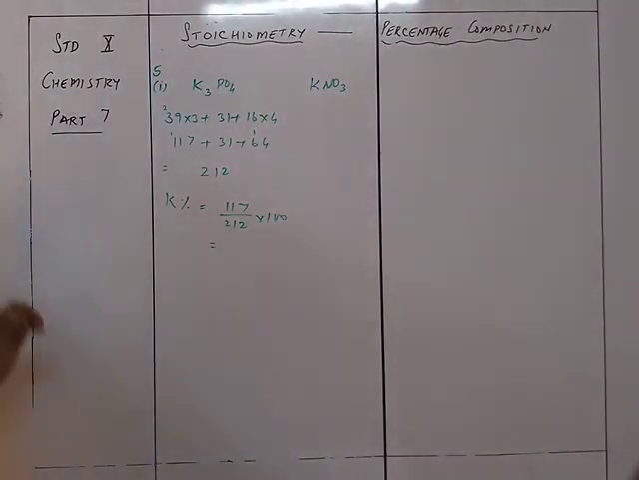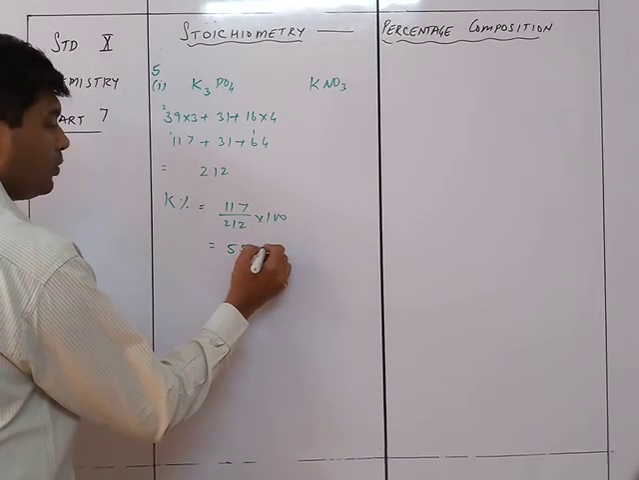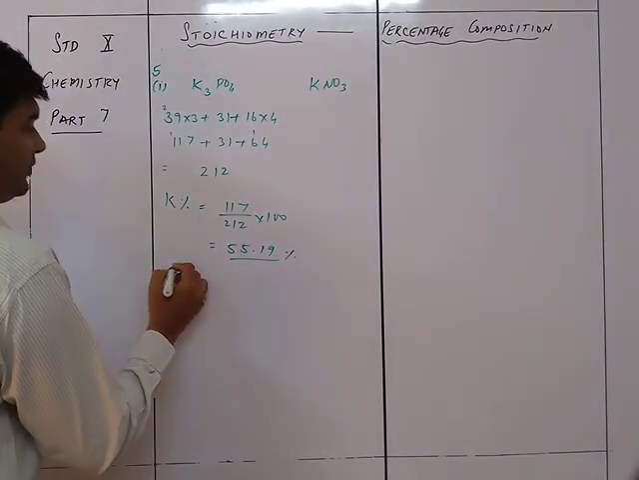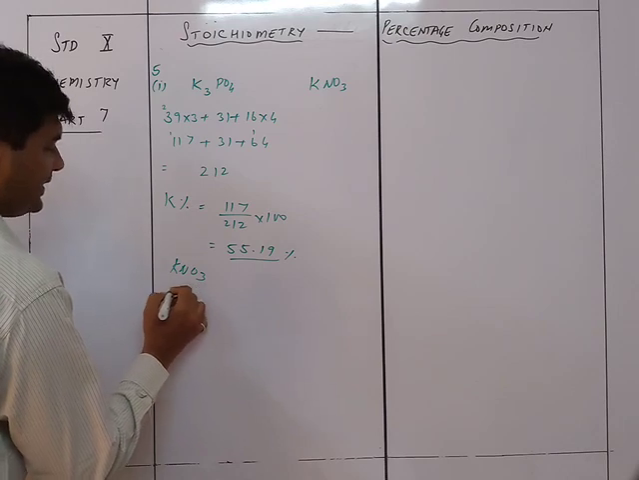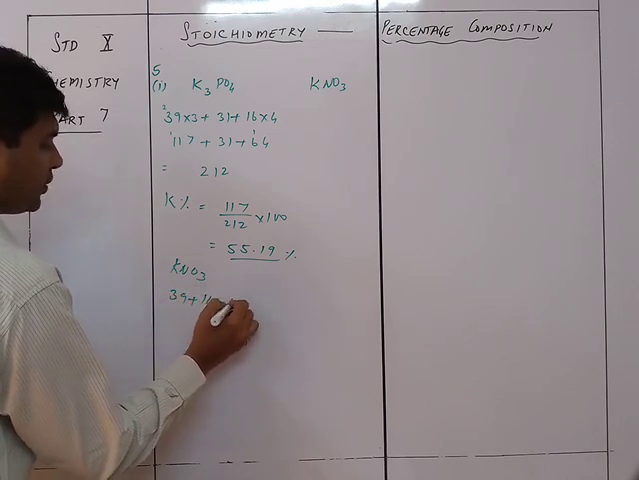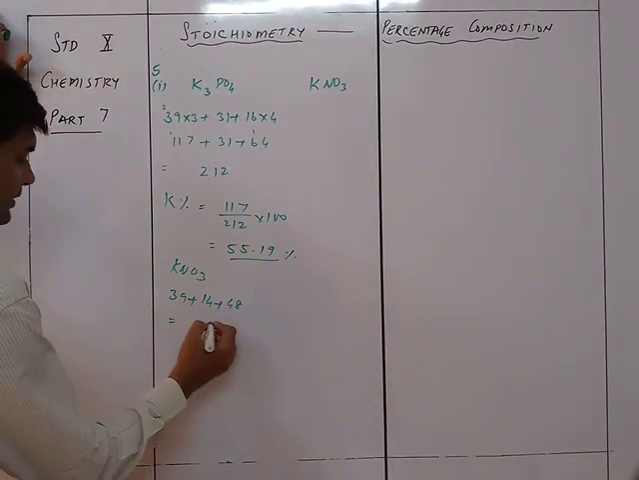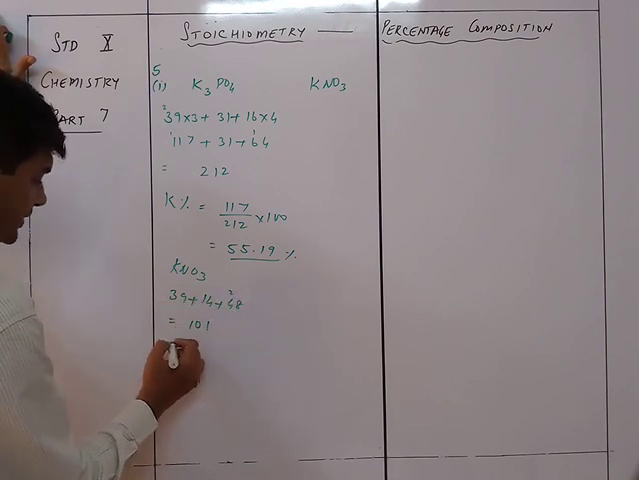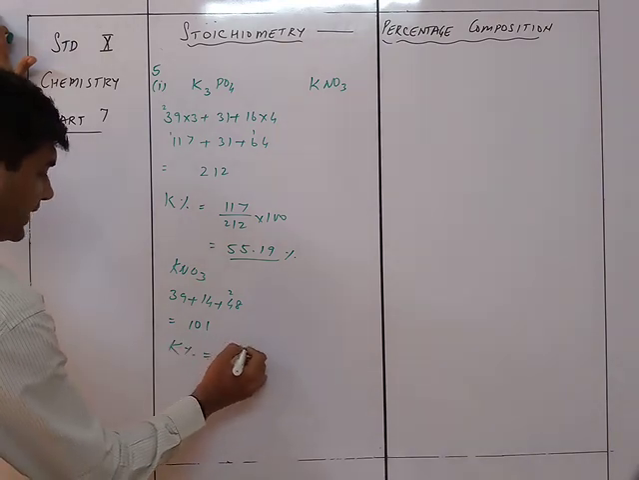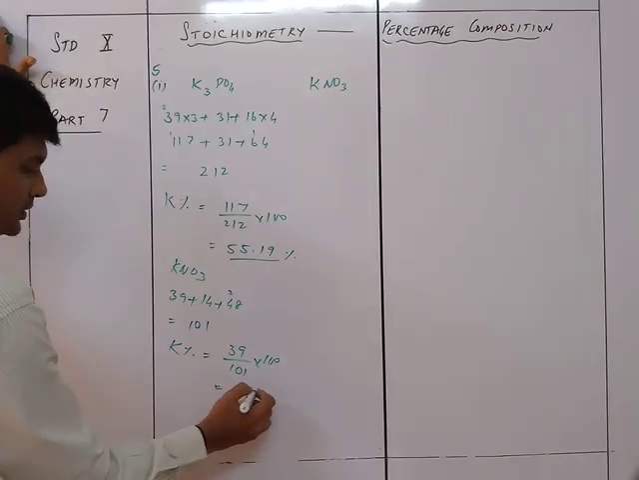That will be 55.19%. We see KNO3. In KNO3, K is 39. So 39 plus 14 plus 48 is 101. Therefore, K percent is equal to 39 upon 101 into 100. That is approximately 39%.